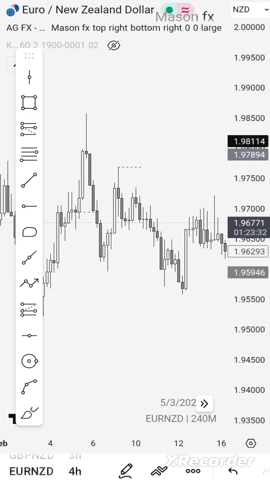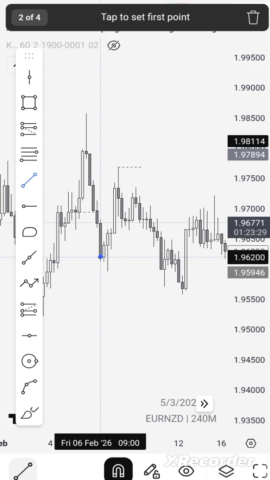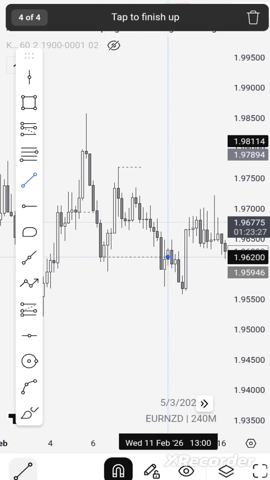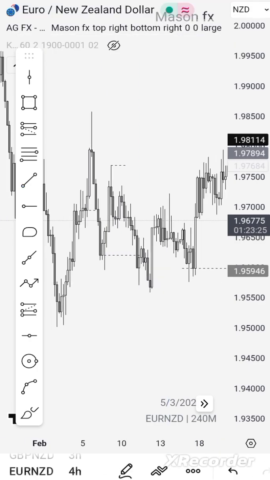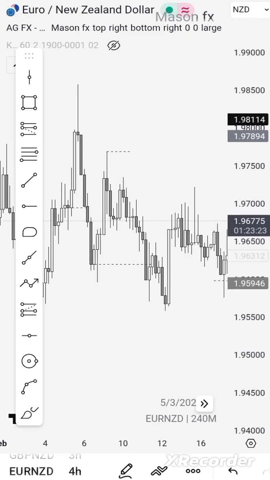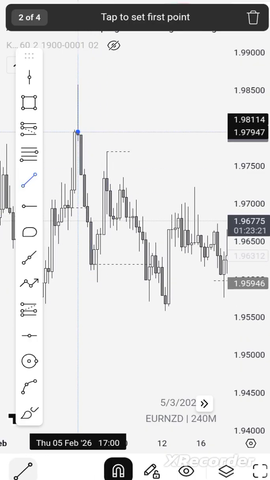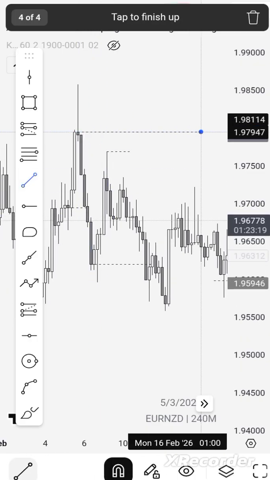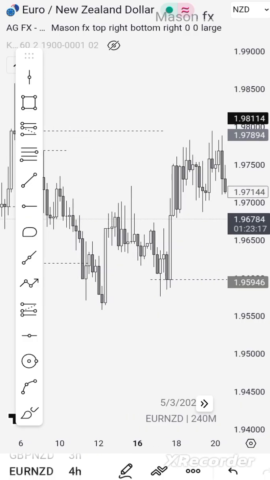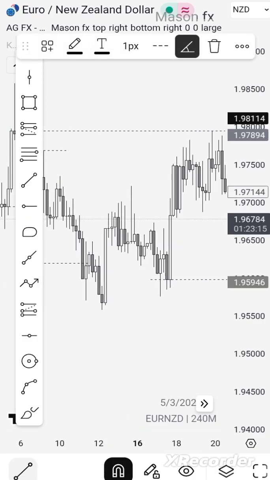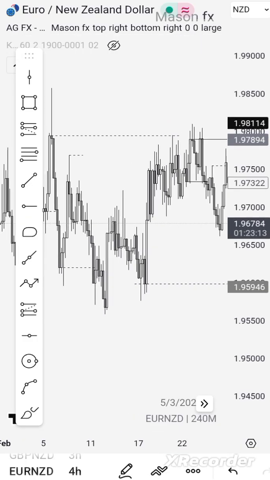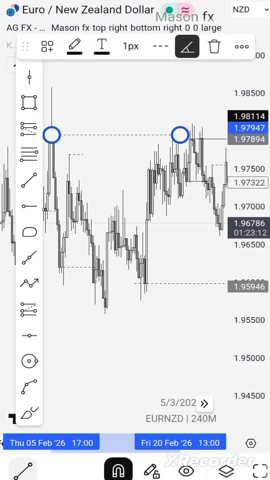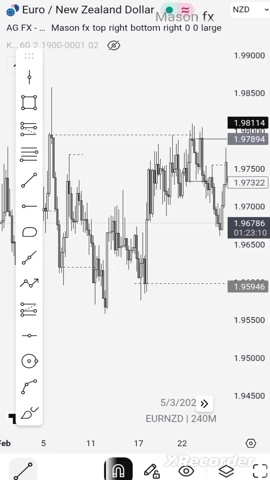So I have a first pullback, and then price gave us a double break of structure. We have a first break, we have a second break. Can you see? So that's the second model entry. If you watch my previous video, you see those models there, the first model and the second model, and then price came to the apex entry. Can you see? That was where price started rejecting from there also.